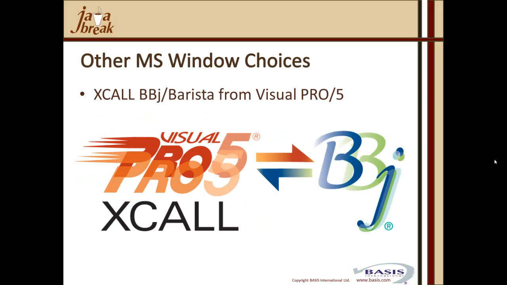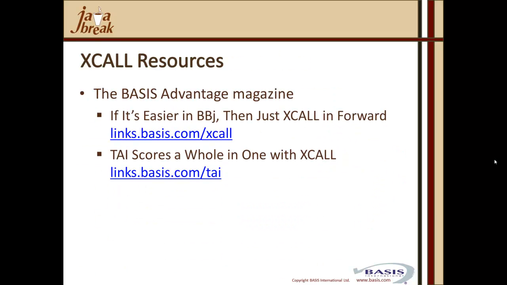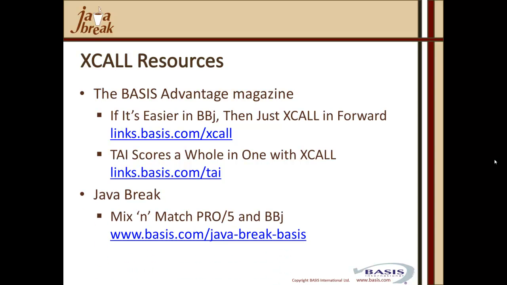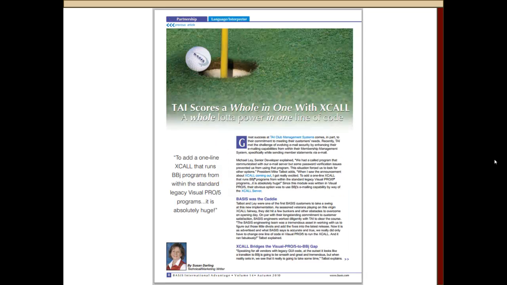Some other choices, which wouldn't have been applicable to Bisco, but if you are in a Microsoft Windows environment, you may be running Visual Pro 5, in which case you also have the choice to excall the BBJ or Barista code from within Visual Pro 5. Some resources to look at in that environment. There are a couple of Advantage Magazine articles that talk to it. And also there's a Java break that talks about mixing and matching Pro 5 and BBJ and talks more about the excall functionality. Here are a couple of screenshots of the Advantage Magazine articles.